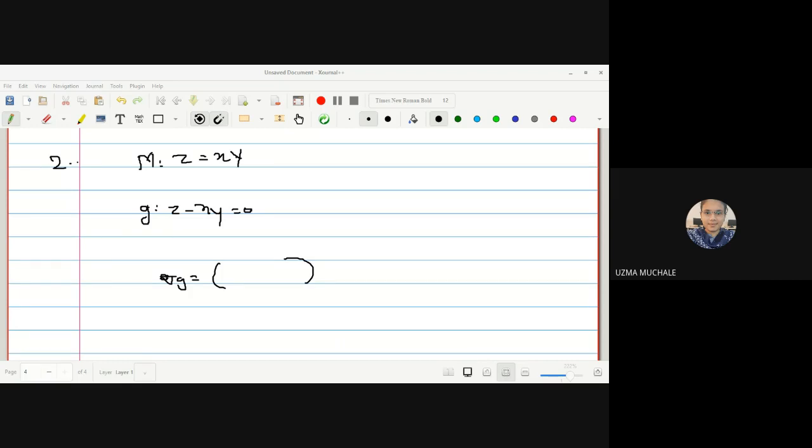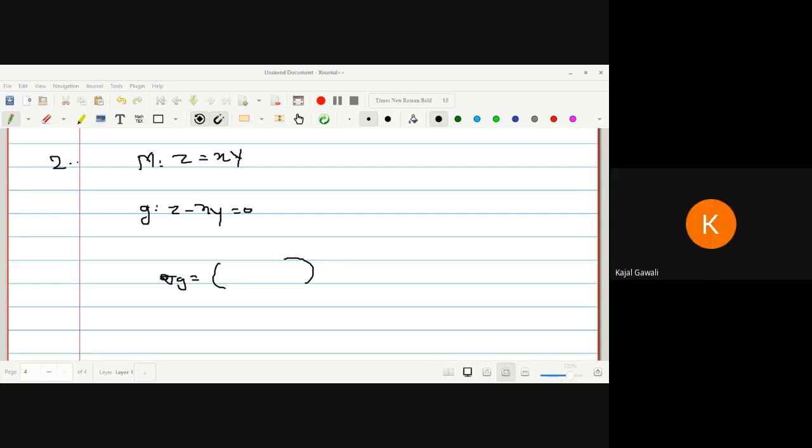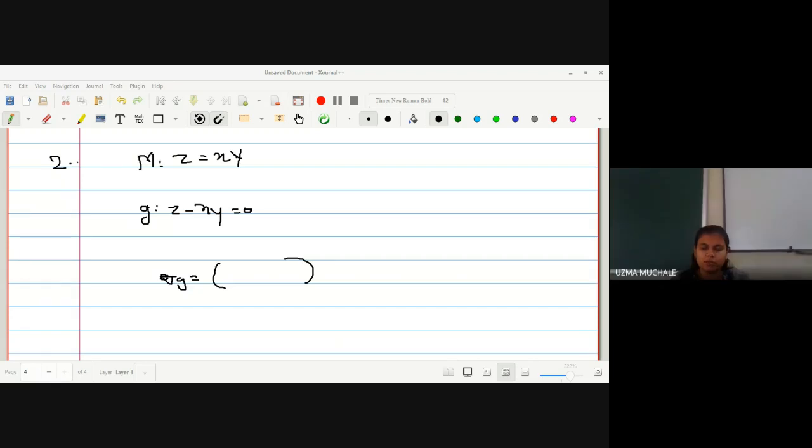I hope you have found this. What is the normal? Del g is equal to minus y, minus x, 1. It's minus y, minus x and 1. Okay. What about the tangent vector? The tangent vector is easy, right? Is it very difficult? Should I go for the tangent vector?